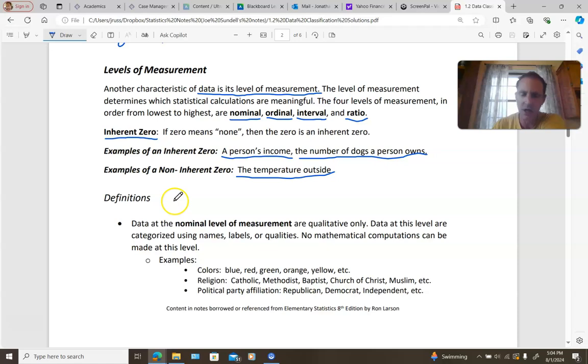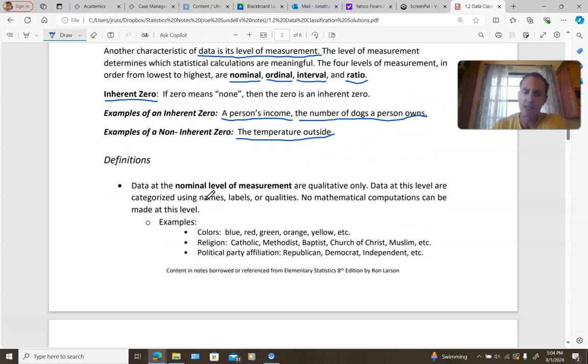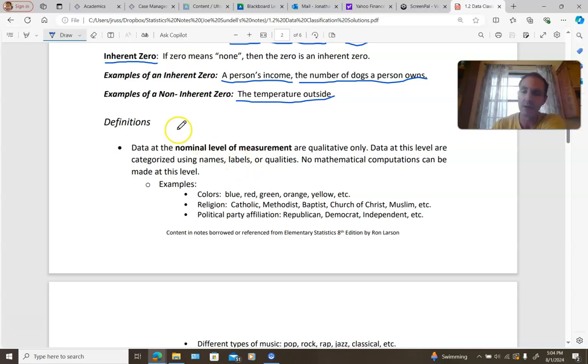So let's look in greater detail at some of these levels of measurement. So, like I said, the most basic level of measurement for data is going to be the nominal level of measurement. And this is really for qualitative data only. So things like names, labels, qualities, you can't do any sort of mathematical calculation with this type of data. And here's some examples. Your favorite color, a person's religion, a person's political party affiliation, all of that is examples of data that's at the nominal level of measurement.